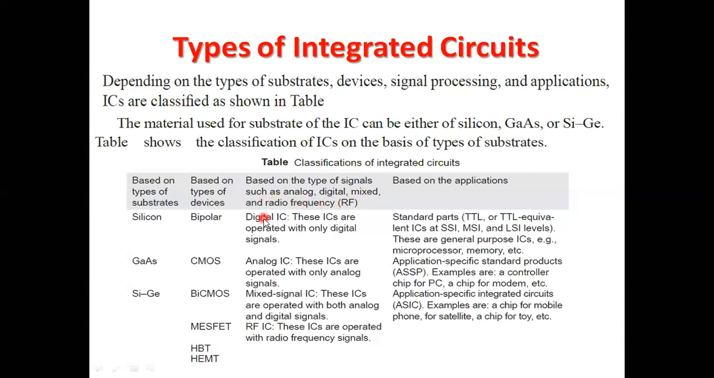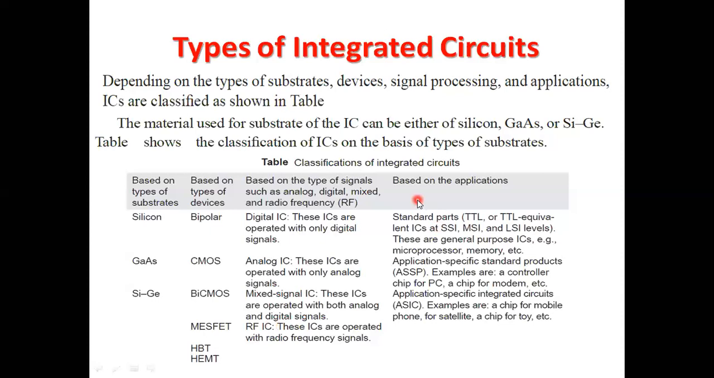First one is the digital ICs. These ICs are operated only with digital signals. Next is the analog ICs. These ICs are operated with only analog signals. Mixed signal ICs. These ICs are operated with both analog and digital signals. RF ICs. These ICs are operated with radio frequency signals.